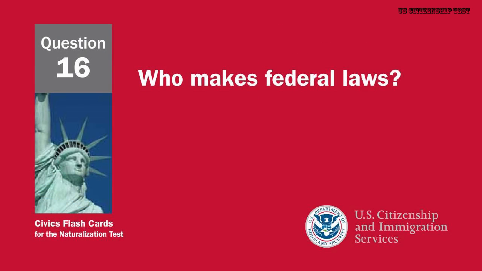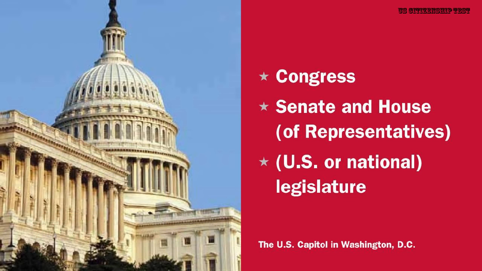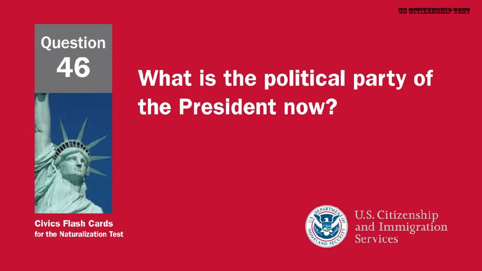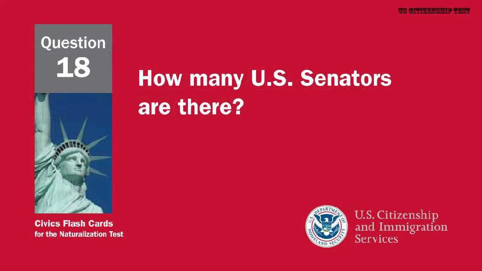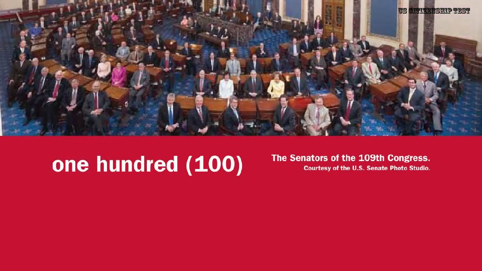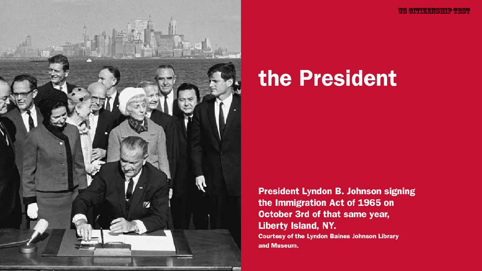Who makes federal laws? Congress, Senate and House of Representatives, U.S. or national legislature. What is the political party of the president now? Republican Party. How many U.S. senators are there? 100. Who signs bills to become laws? The President.